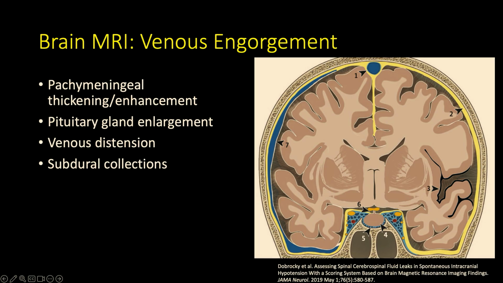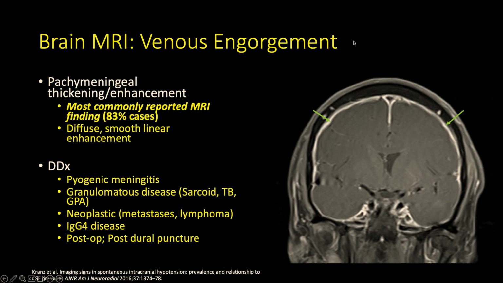So for venous engorgement, the findings we see on brain MRI are diffuse pachymeningeal thickening and enhancement, pituitary gland enlargement, distension of the dural venous sinuses, and subdural collections. So for pachymeningeal thickening and enhancement, this is the number one most common finding you will see in a patient with SIH. It's present in 83% of cases. And the thickening and enhancement tends to be diffuse, linear, and smooth.